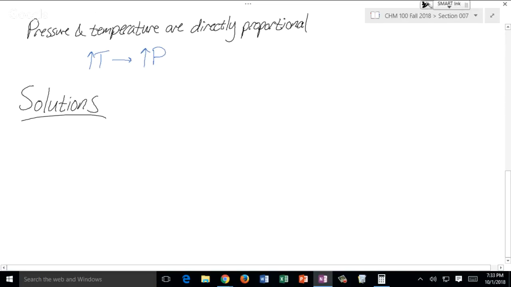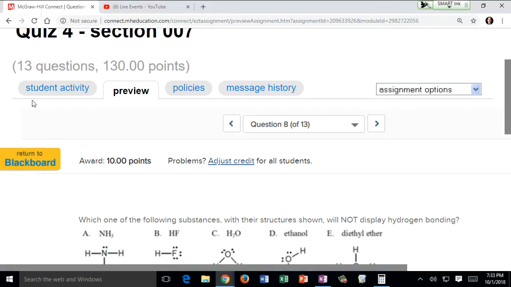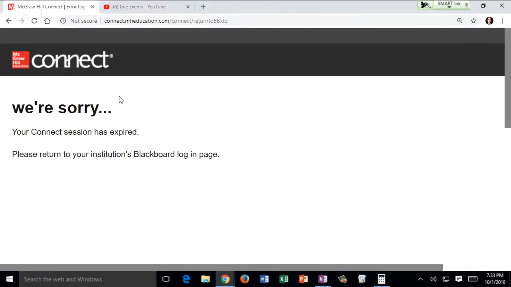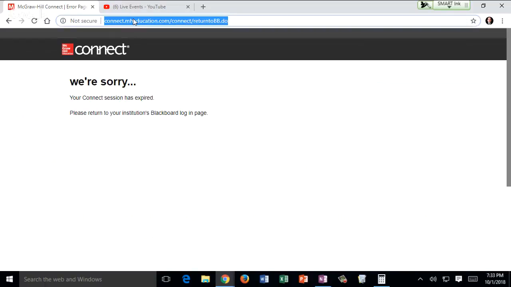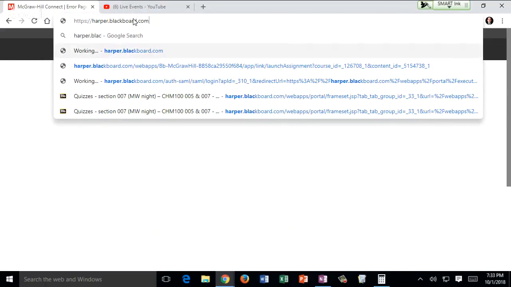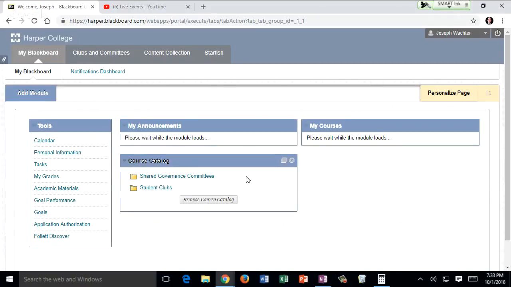For solutions, I actually want to check Blackboard because I don't have my bag here. Of course, I'm expired. Sure, we're doing this right.